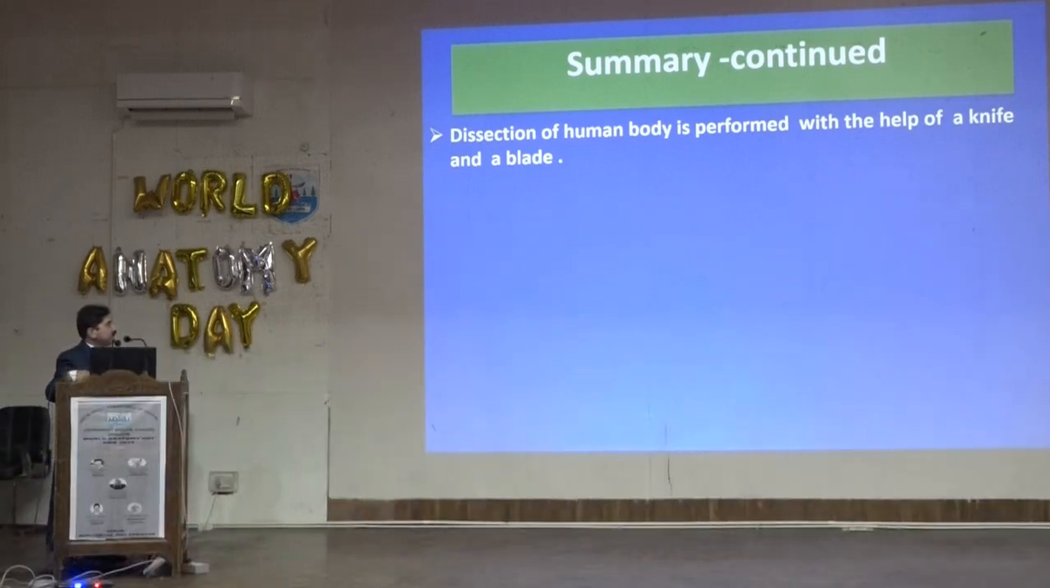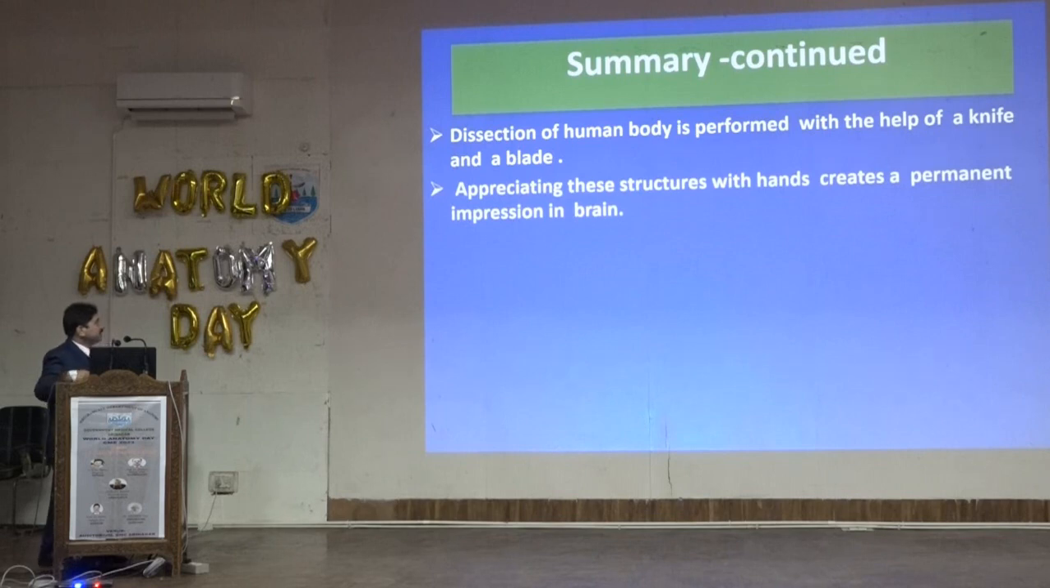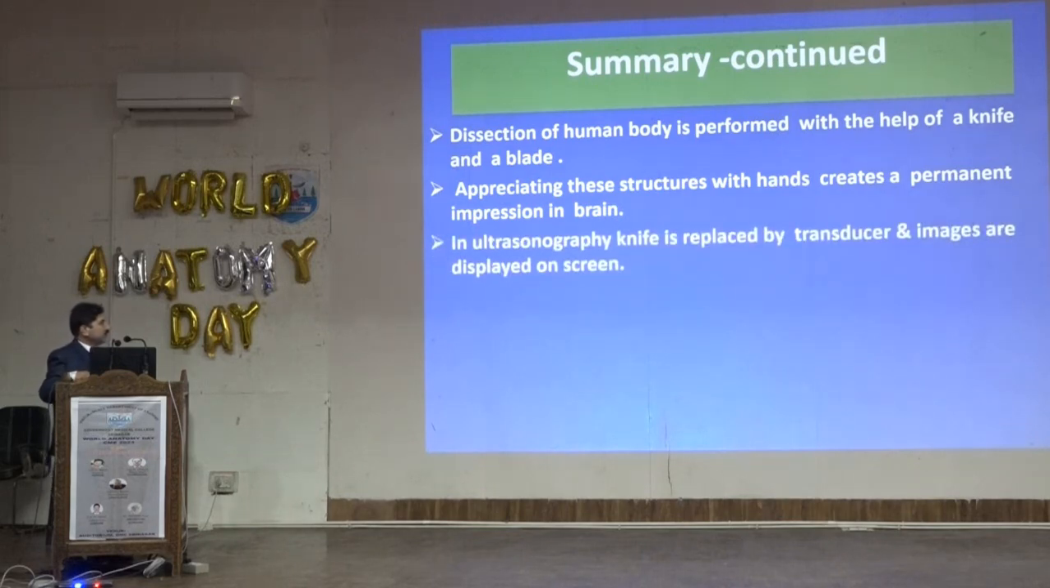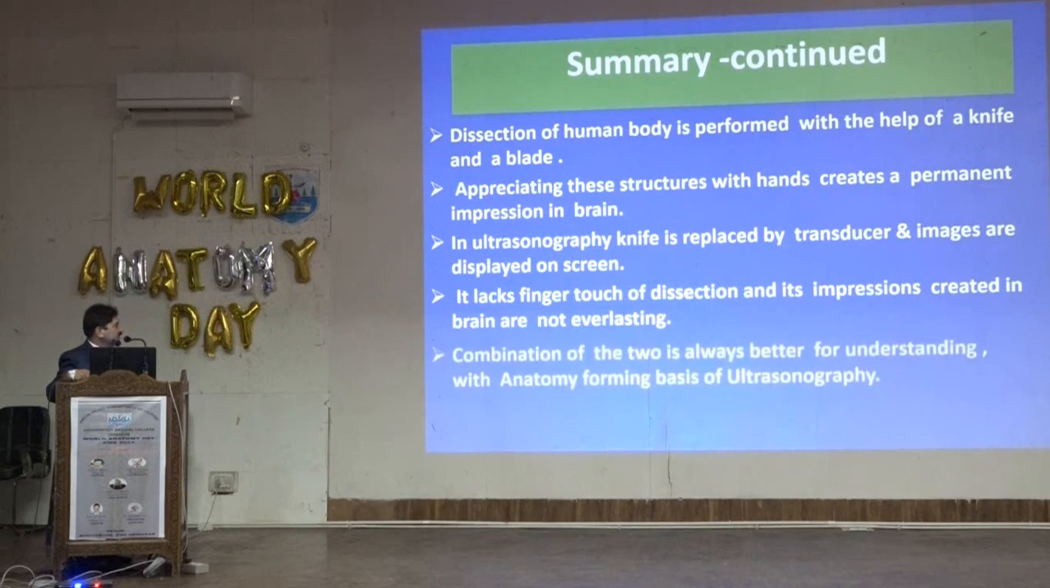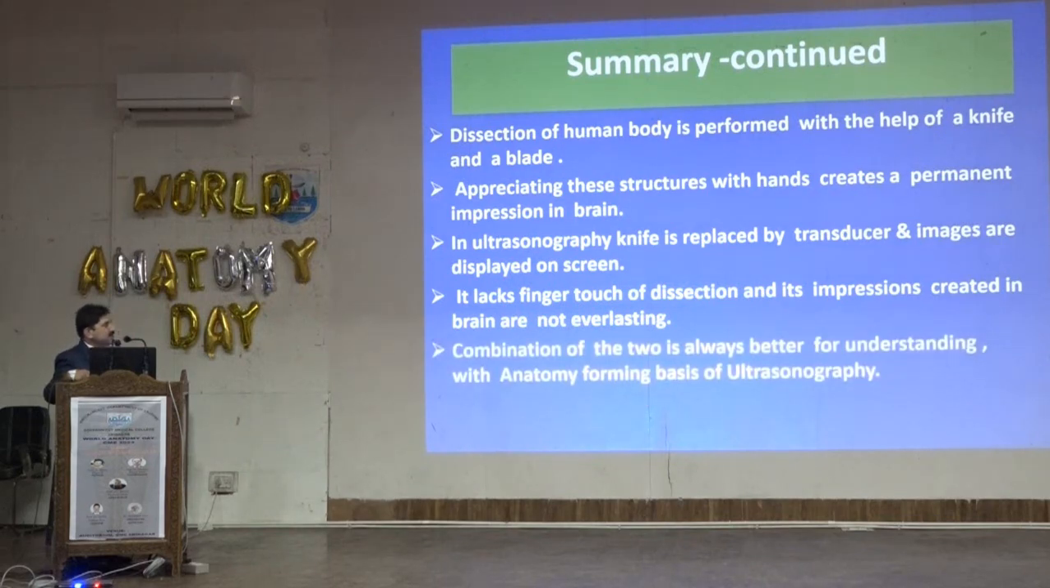Dissection of the human body is performed with the help of a knife and blade. Appreciating these structures with hands creates a permanent impression in the brain. In ultrasonography, the knife is replaced by a transducer and images are displayed on a screen. It lacks the feel of dissection and the impressions created in the brain are not everlasting. But a combination of the 2 is always better for understanding, with anatomy forming the basis of ultrasonography.